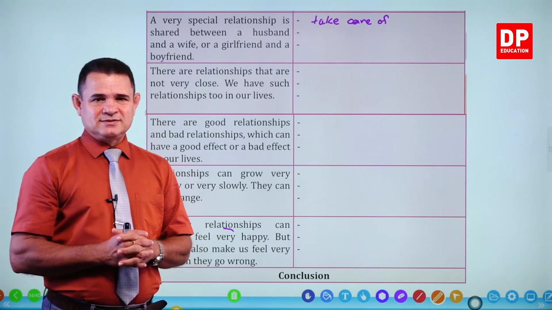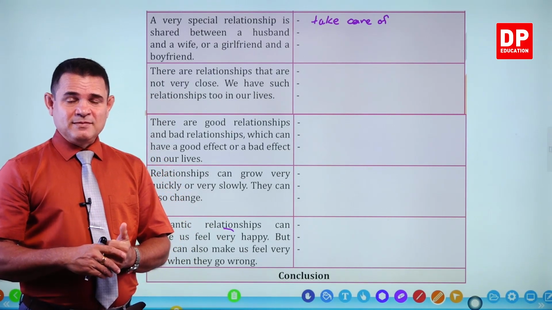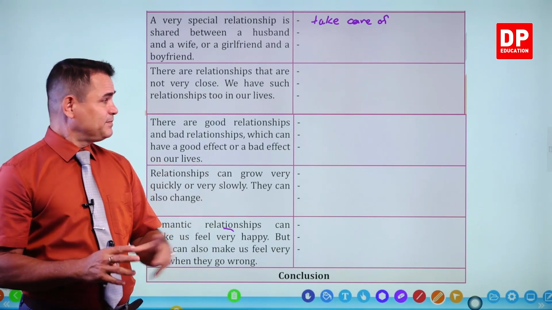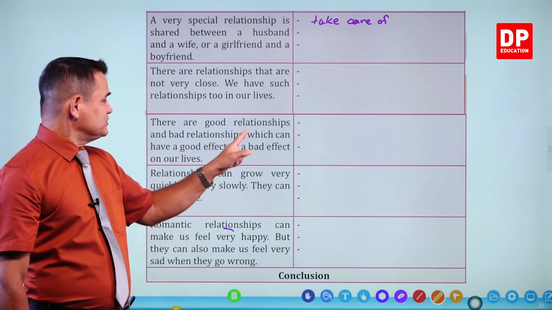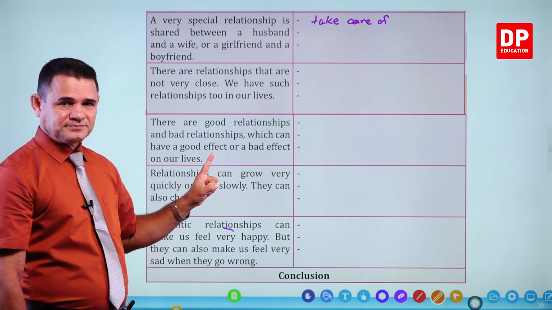You can give some examples. Maybe from your life, maybe through stories, and give some example of what gives you a good effect and bad effect.